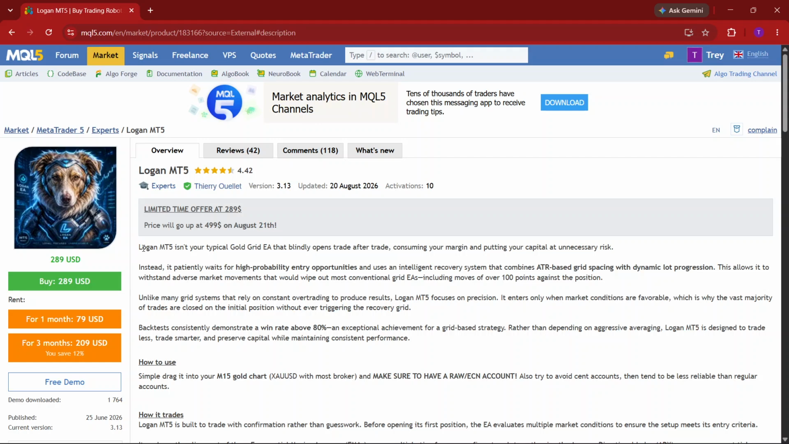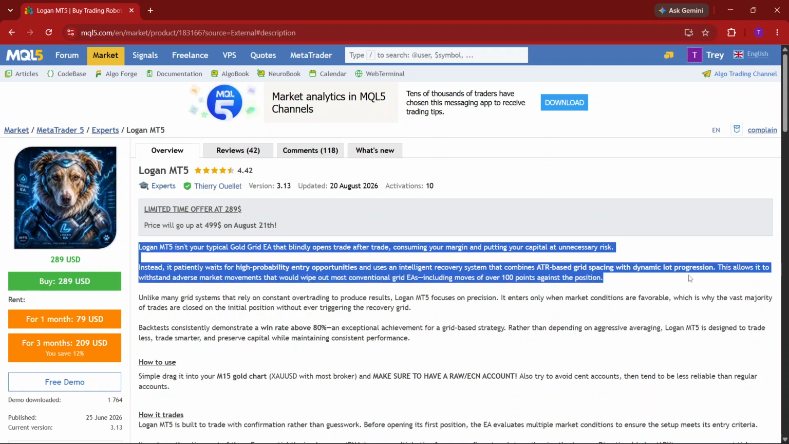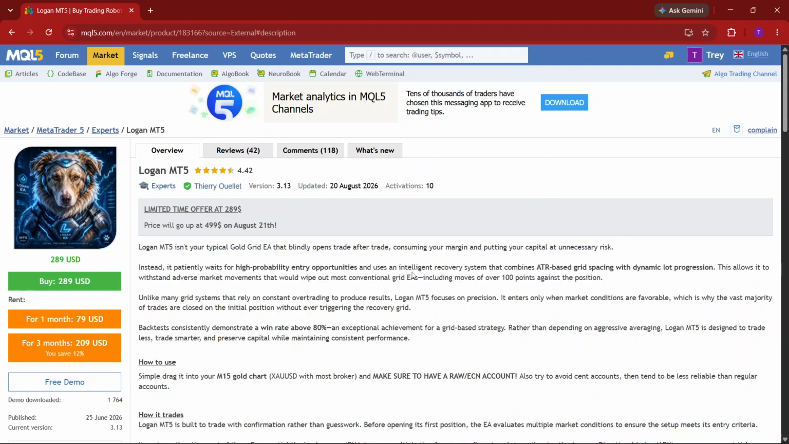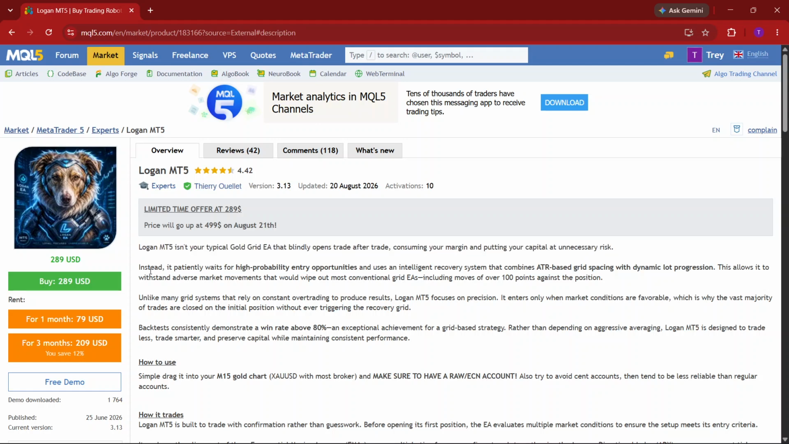Let's start with what the developer actually claims on the product page, because that's the only thing we're going to walk through first. I will also go through my backtest results later on in the video, so keep watching. The seller is pretty clear that this is not your typical gold grid EA that just keeps opening trades non-stop and chewing through margin. Instead, he says Logan AI EA patiently waits for high probability setups.